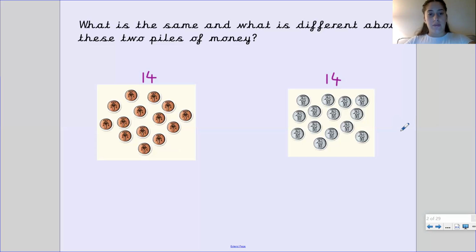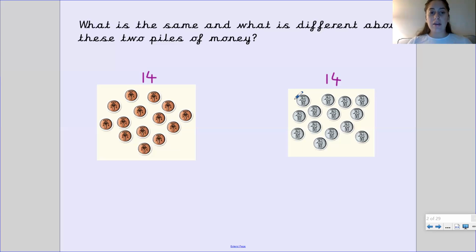Now, did you spot the difference between the two piles of money? What was different about them? Well, if we look carefully, these coins represent 1p coins, and these coins are 10p coins. So one pile is made up of 14 1p coins, and another pile is made up of 14 10p coins.